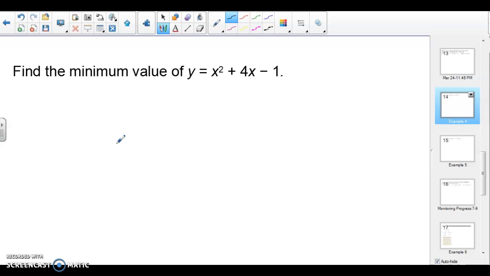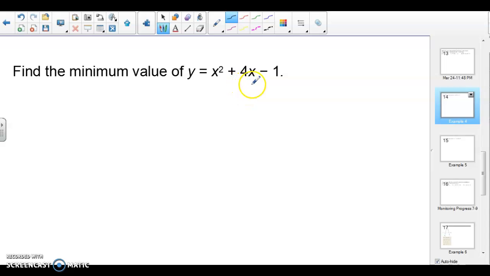Today we're going to work on part 3 of completing the square. For today's lesson we're going to learn how to turn an equation that looks like this into vertex form by completing the square. We've learned other ways to write this into vertex form, but today we're going to complete the square to do so, so let's get started.